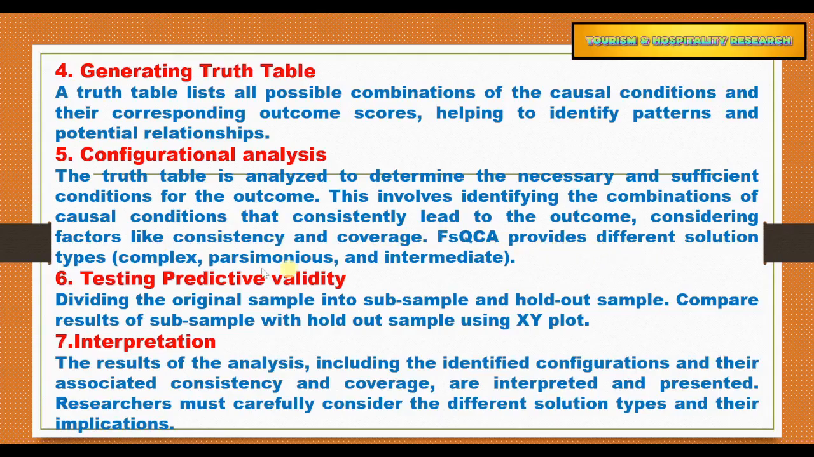fsQCA provides different solutions like complex, parsimonious, and intermediate. It's seen that the intermediate solution is the most reliable one and most often used by researchers. I'll be showing you practically how to do this fsQCA using a sample dataset in the upcoming videos. For now, we shall just understand the steps and the procedure to conduct fsQCA and the principles behind it. The sixth step is testing the predictive validity.